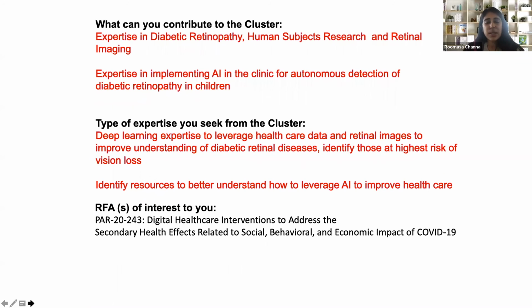So my expertise is in diabetic retinopathy. That's been my area of research: human subjects research and retinal imaging. In implementing AI, we just did a study in which we implemented AI, which is already approved by the FDA for use in adults. We implemented it for diabetic retinopathy screening in children, and we were able to show improved compliance with diabetic retinopathy exams from 49% to 95%, because basically it was right there and everybody agreed to get the AI, and we were able to pick up more cases of diabetic retinopathy.